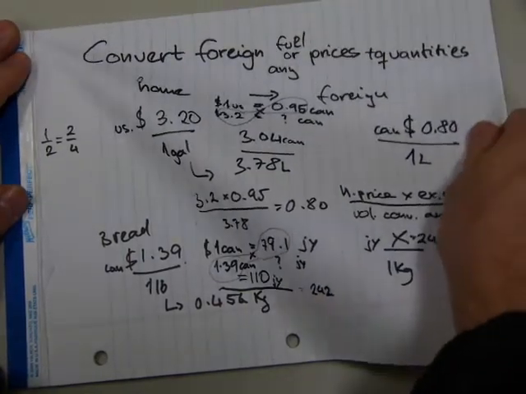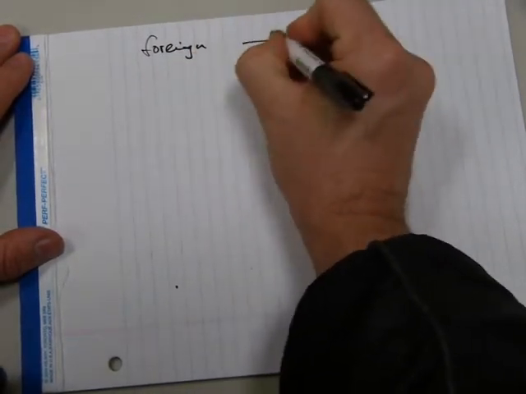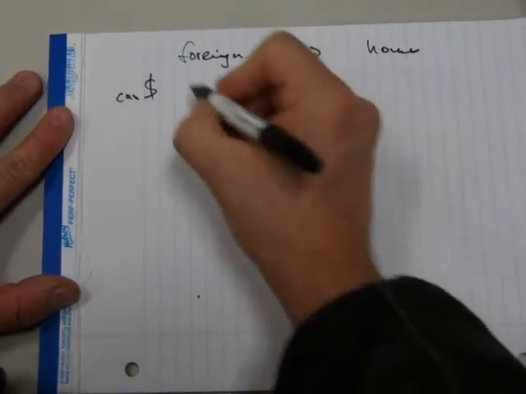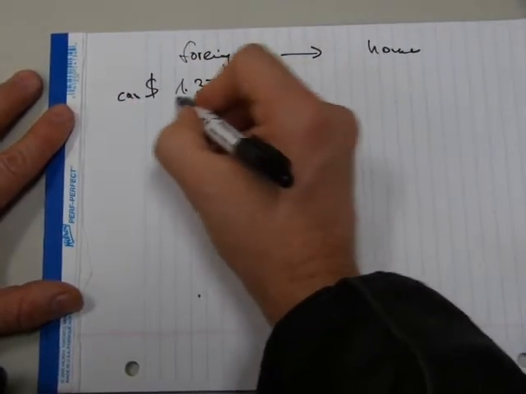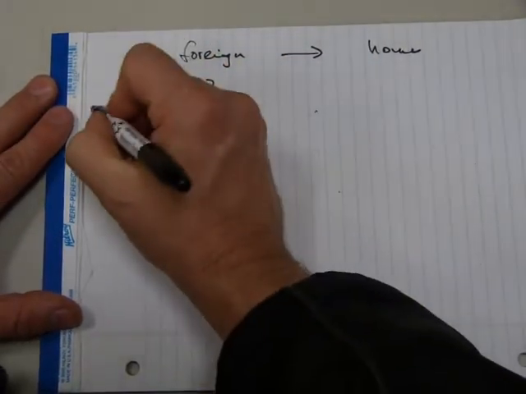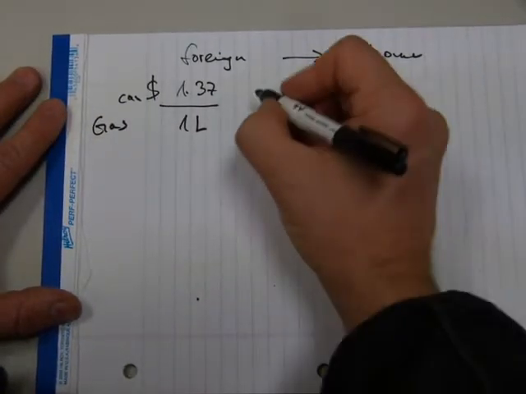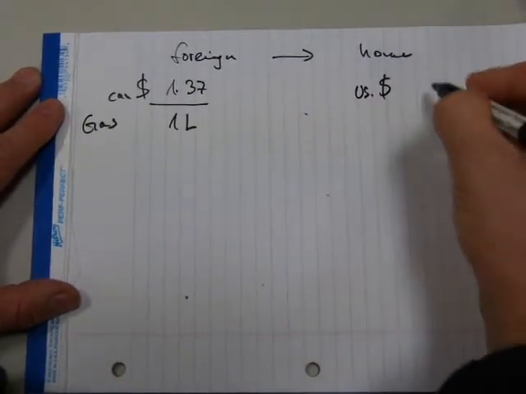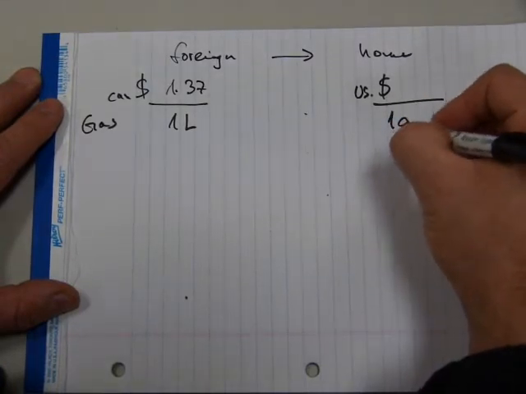Okay, now we're going to do it backwards. We're going to look at a price tag in a foreign country, going from foreign to home, wondering what it's going to be worth at home. Say we are in Canada and we're buying gas, and in Canada gas is $1.37 for every liter of gas. Okay, this is gasoline, and we want to know how much it is in terms of American dollars expressed in US gallons.